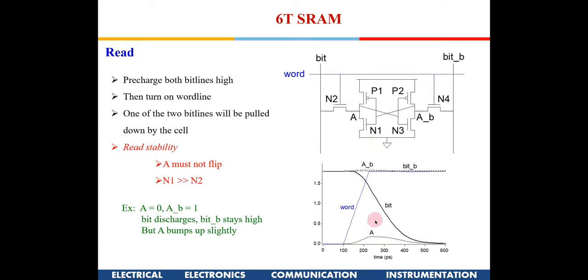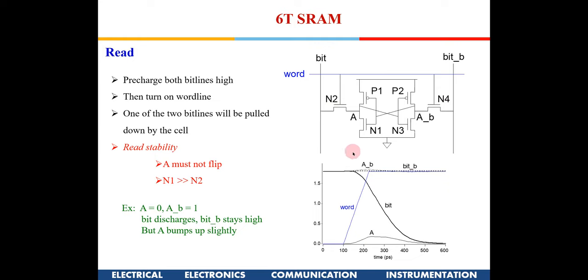So this bump will increase in case N1 and N3 are in series. There is a one voltage here, there is a zero voltage here. This is on, this is on. So it is like two resistances. If they are exactly equal, there is a possibility that this can come up to half VDD and then go back. But that can flip the state data stored in the cell also. So that is why N1 and N3 have to be kept much higher than N2 and N4.